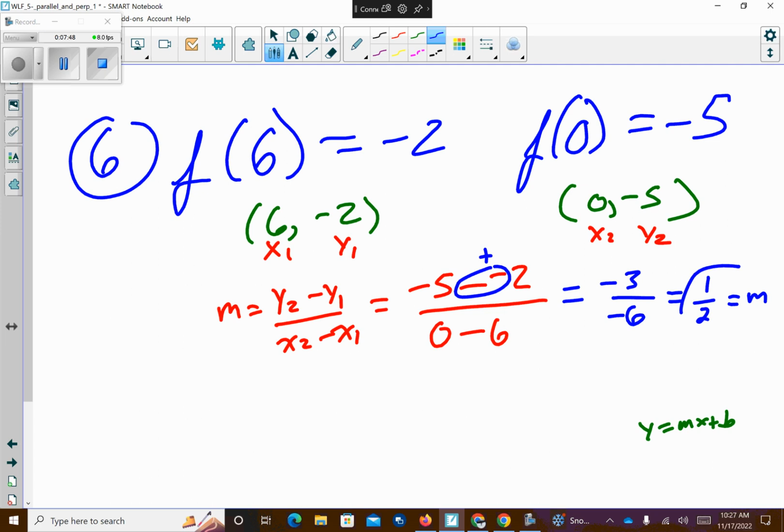So I got the slope. So far I have y equals 1/2 x plus b.